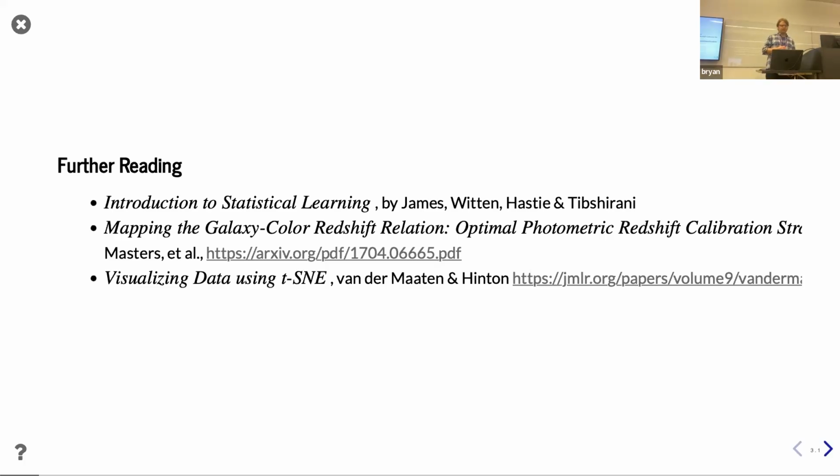I also recommend the two papers that I'll talk about. Mapping the Galaxy Color Redshift Relation: Optimal Photometric Redshift Calibration. The title continues, cut off, but this is by Dan Masters, who introduced self-organizing maps into cosmology. And I'll show some results from this paper, but it's a very readable paper and introduces self-organizing maps in a very cogent and easy to understand way. And then the original t-SNE paper is actually shockingly readable. It's maybe one of the best written papers that I've encountered. You see it recommended every time people talk about t-SNE, and it's because there really isn't a better way to explain what's going on than the way they actually explained it in the original paper.